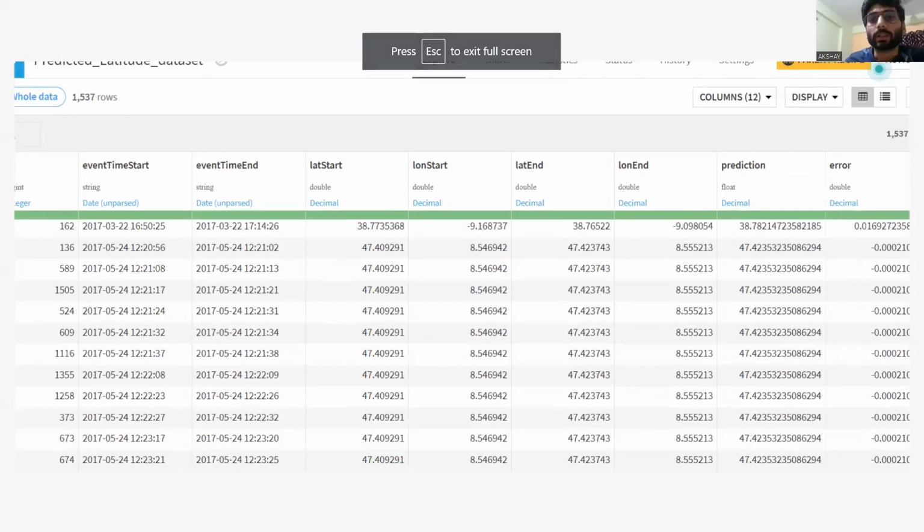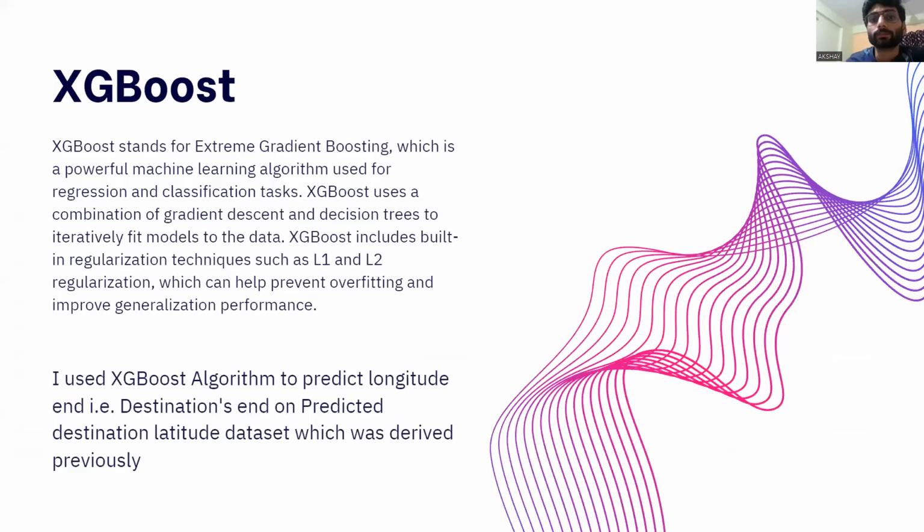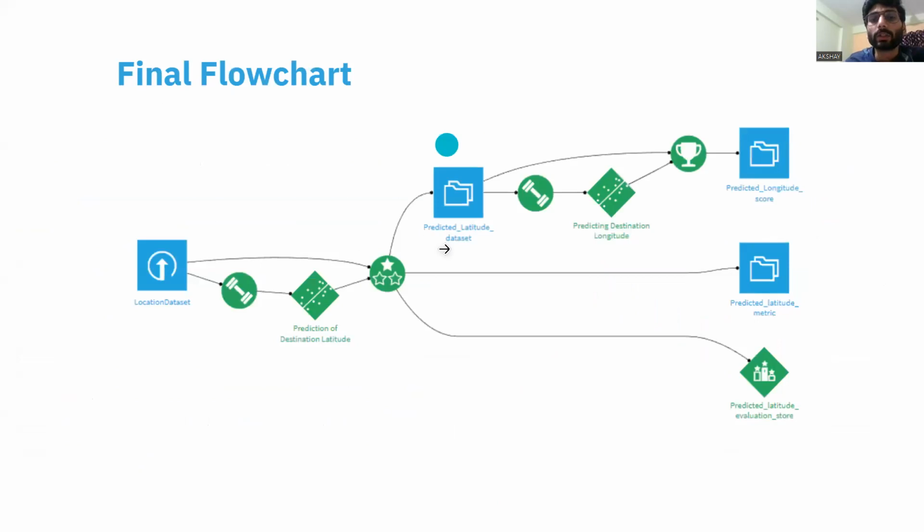on the latitude data set. Then using this data set, I use the XGBoost algorithm for predicting the destination longitude. This is on the training data set. I showed you the Jupyter Python code for this, and this is on the training set. We evaluate on the test data, and this is the output. And this is the final output.